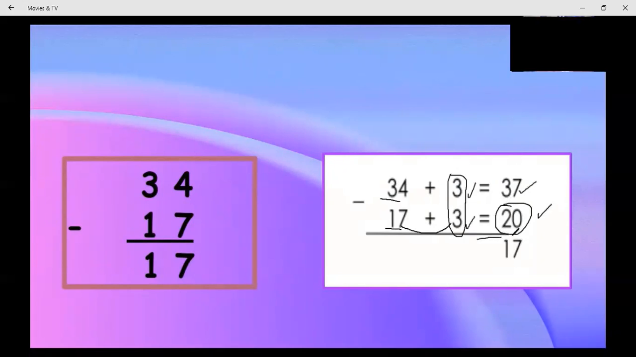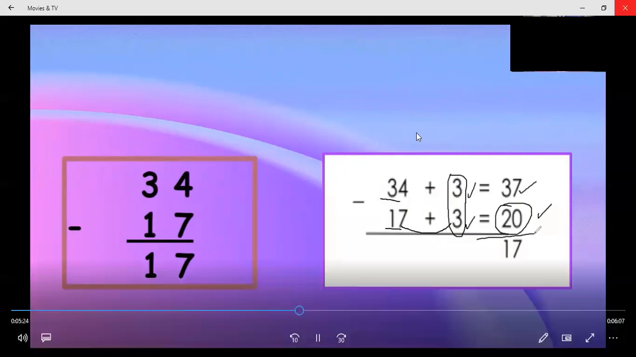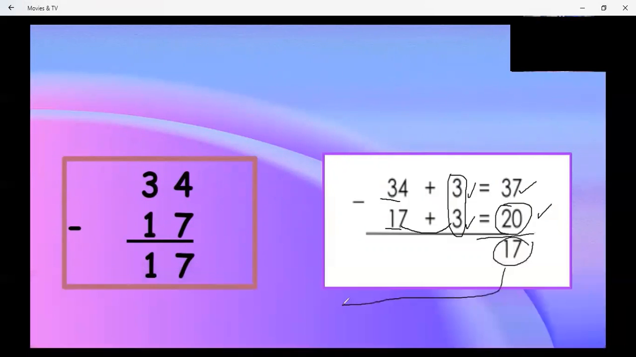Now we can subtract the numbers mentally. So 37 minus 20, the answer is 17, which is the same as the first answer. 34 minus 17, the answer is 17.